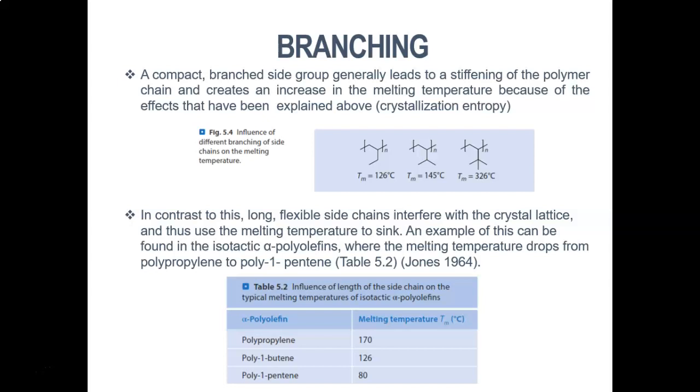Okay, branching in the main chain also leads to a lowering of the packing density. This lowers the crystallization enthalpy and thus also the melting temperature. Okay, we will look at the next factor.